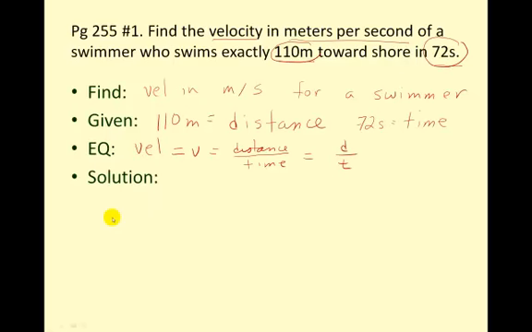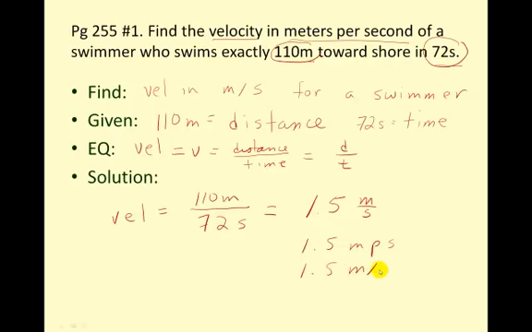The first thing we're going to do is plug in. So velocity is equal to our distance, which is 110 meters, divided by our time, which is 72 seconds, and that is going to give us 1.5 meters per second. Sometimes this is written out as 1.5 meters per second, or 1.5 m/s this way. So all three of these answers would be considered correct.